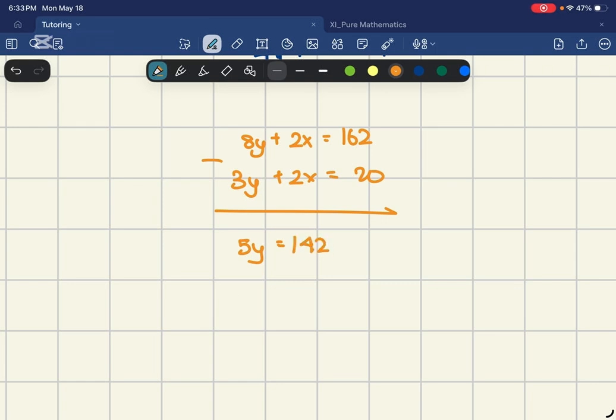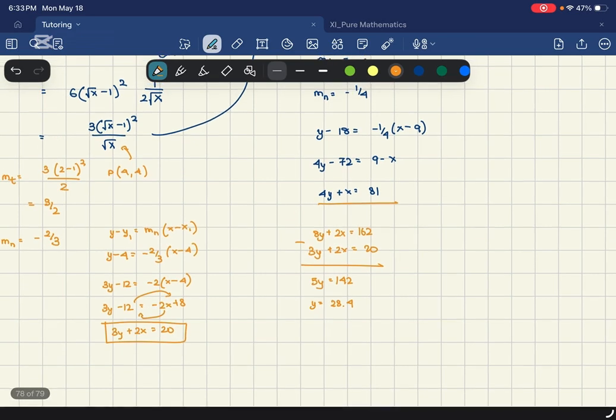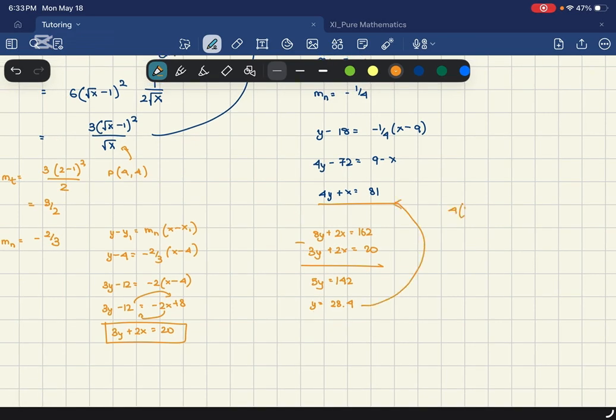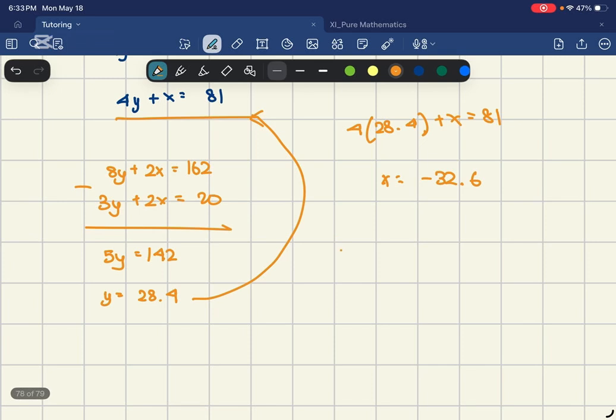So I will get 142, and y is 142 divided by 5. That is 28.4. All right, so y is 28.4, and then I can substitute y here to get x. So 4 times 28.4 plus x is equal to 81. If you solve this equation, you get x is equal to negative 32.6. So that is the coordinates of your R. Your R point has the coordinates negative 32.6, comma 28.4. Okay.